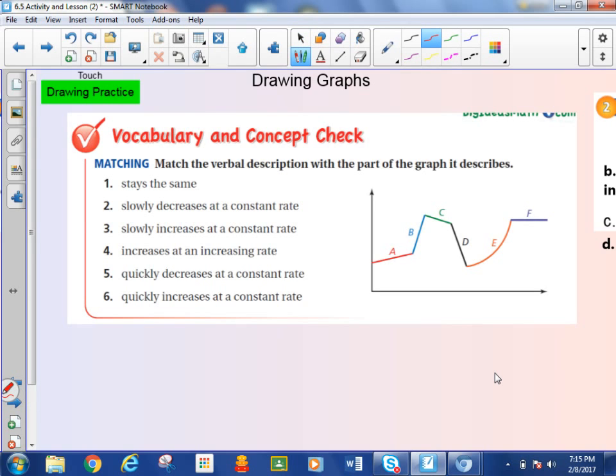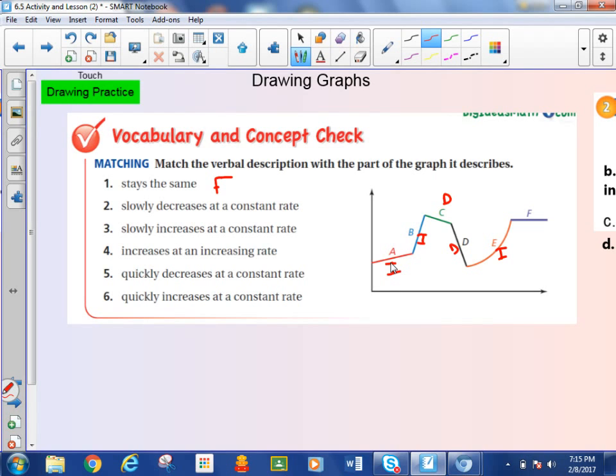So here we've got some pieces. This would show an increase here. Here on letter E, we have an increase. B is also an increase. C, we have a decrease. D, we have a decrease. And F would be where it stays the same. So this would be letter F.